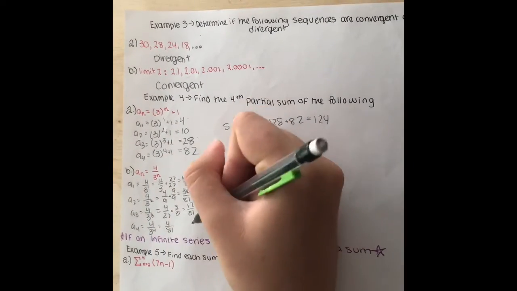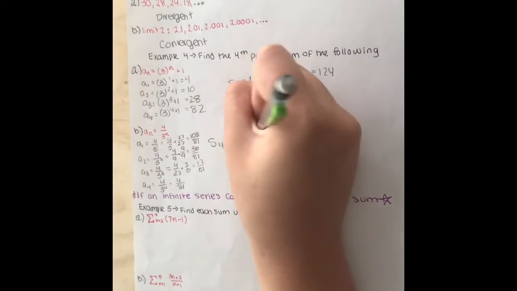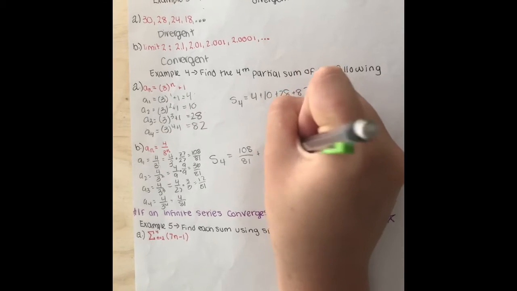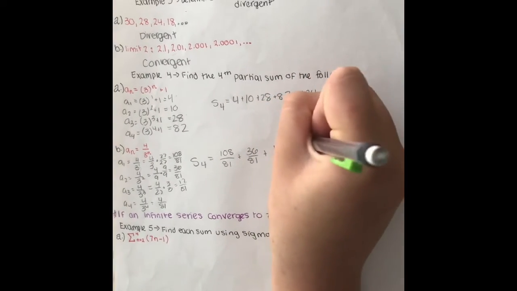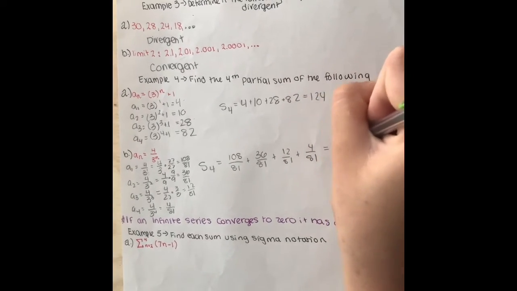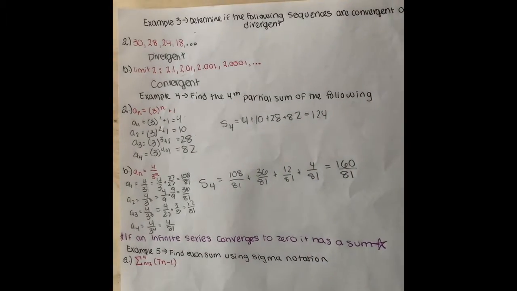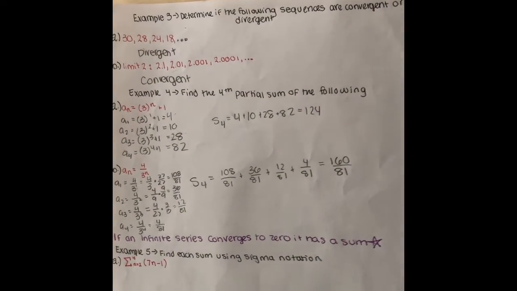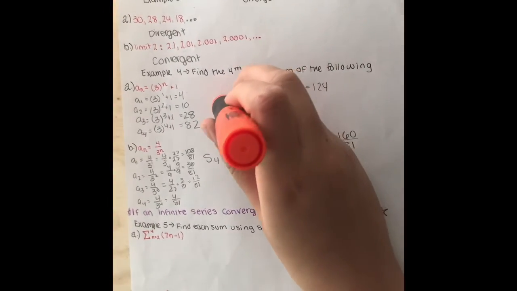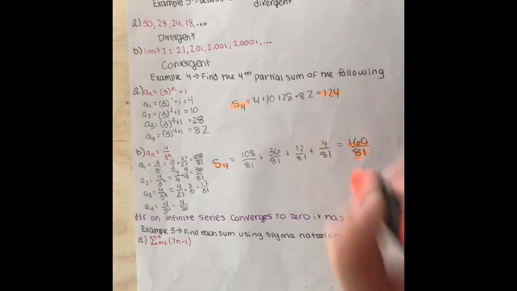So we're going to add all of these numbers. 108 over 81 plus 36 over 81 plus 12 over 81 plus 4 over 81 equals 160 over 81. And you can't really simplify that much, so we're just going to leave it like that. And I'm going to go back and highlight these two answers. S4 equals 124, S4 equals 160 over 81. Okay.